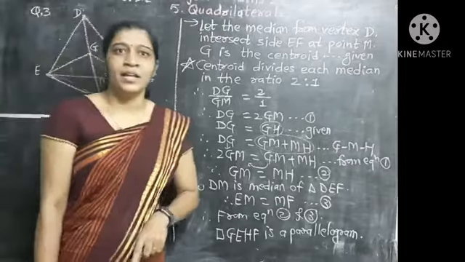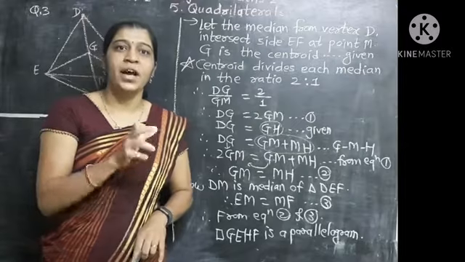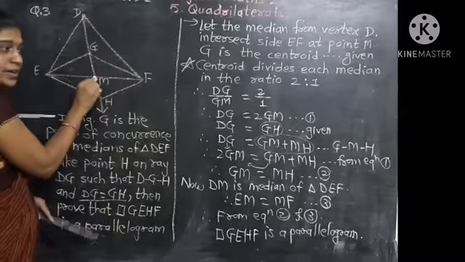Median म्हणजे मध्यगा. मध्यगा म्हणजे काय? वर्टेक्स म्हणून आपण अपोजिट साइडवर median काढतो. म्हणजे काय? अपोजिट साइडचा मिडपॉइंट असतो. Here DM is the median.